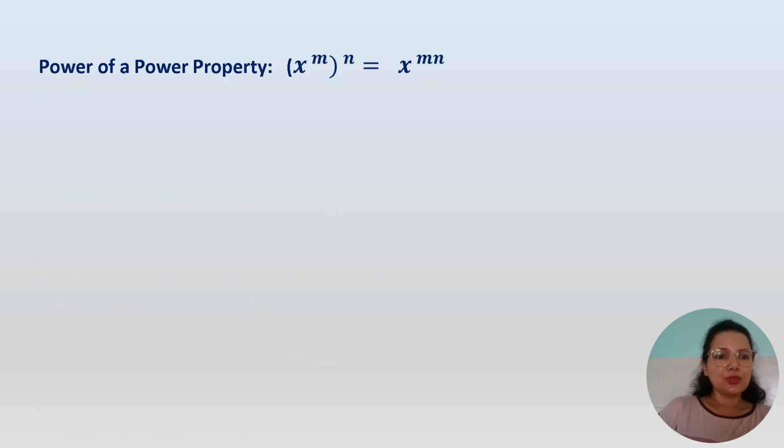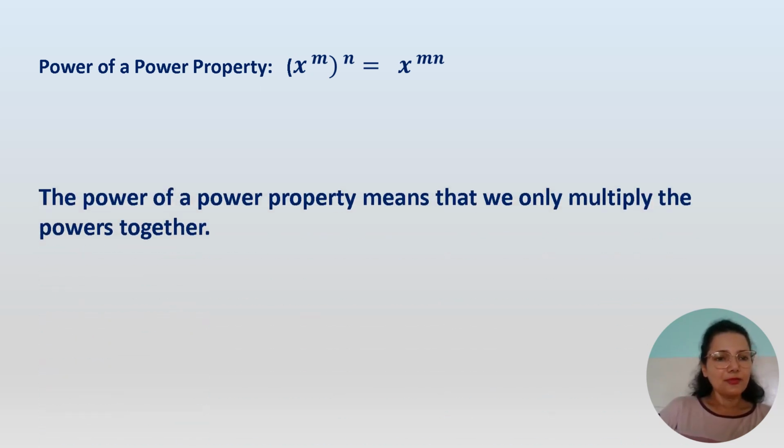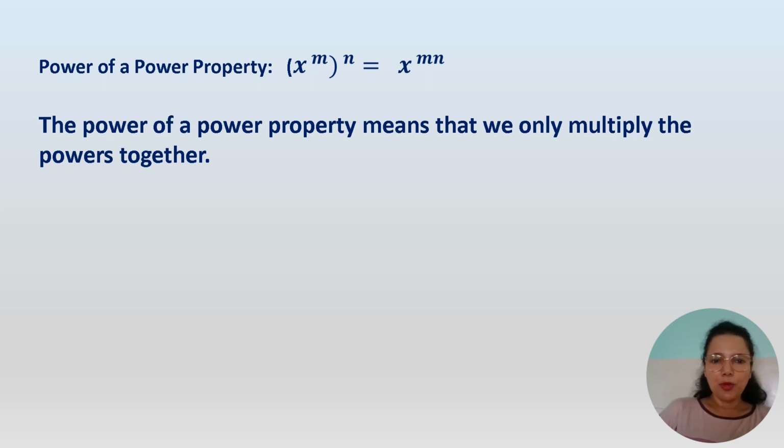Now we are going to do the power of a power property. So now, for example, if I had x to the power m, in brackets, raised to the power n. So that is pretty simple. All we do is we take m times n and we say x to the power mn. Okay, so the power of a power property means that we multiply the powers together.